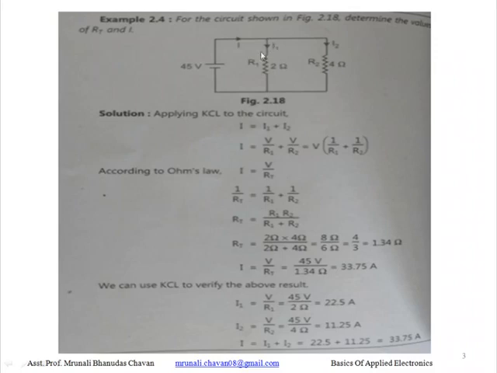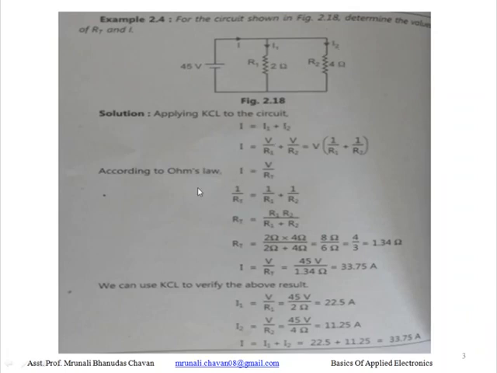ओके, तर या नोड पाशी काय आहे? I1 आणि I2 हे लिव्हिंग द नोड आहेत आणि I हा एंटरिंग द नोड आहे. So applying KCL we can write I is equal to I1 plus I2. Is it clear to all? ठीक आहे, तर मग हा I1 म्हणजे काय आहे किंवा I2 म्हणजे काय आहे?